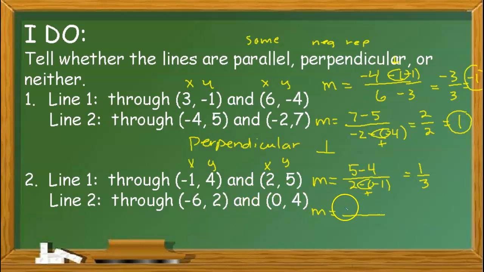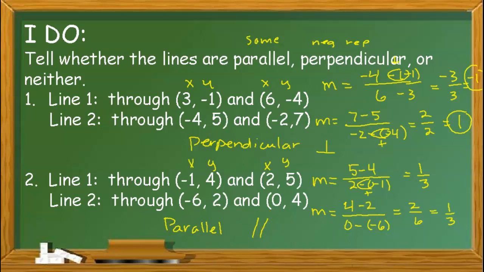So 4 minus 2, 0 minus 6, minus a negative 6. So that's going to give me 2 over 6, which is 1/3. Okay, so we have the same value, therefore they are parallel. Okay, the symbol for parallel is slanted parallel lines.